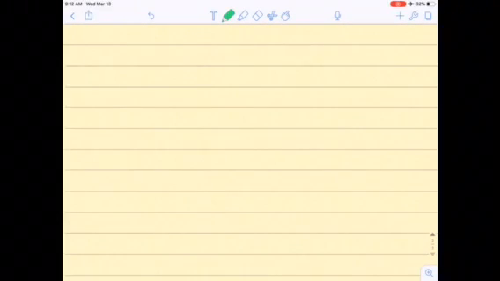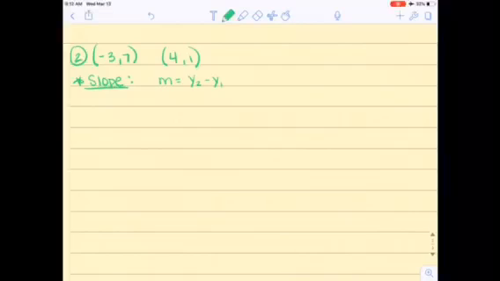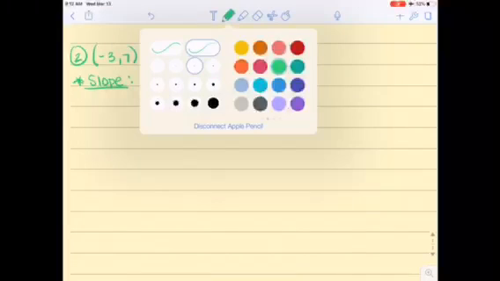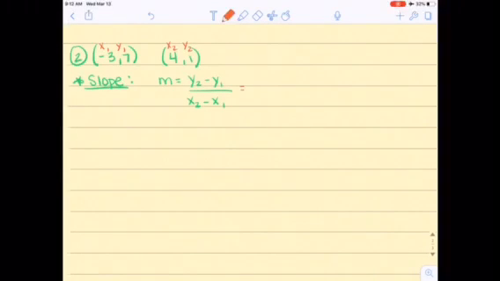Another thing we want to feel comfortable being able to do is if I give you two coordinates such as -3, 7 and 4, 1, and let's say I ask you to find its slope value. I'm basically just asking you to find the steepness of the line or find its rate of change. So I'm going to use my formula y2 minus y1 over x2 minus x1, and I'm going to plug in the respective values. So I'm going to go ahead and label x1, y1, x2, y2, and plug those values in.